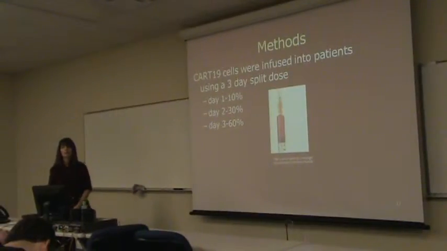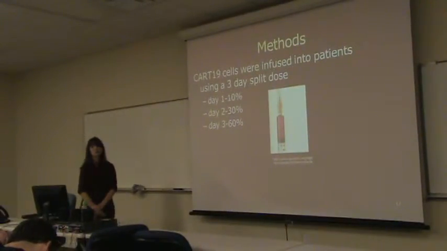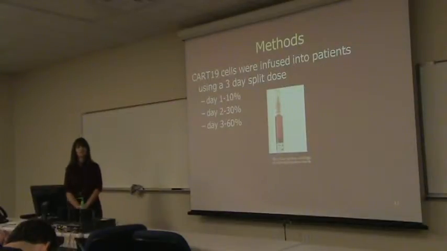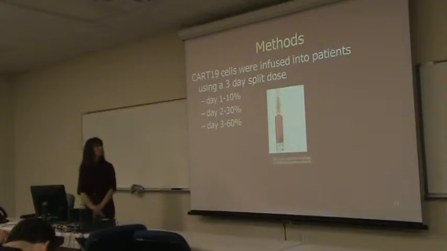The CART19 cells were then infused into the patient, and they used a split dose regimen. On day 1, they were infused with 10% of the CART19 T cells. On day 2, 30%, and on day 3, 60%. The reason the researchers chose to do this was to limit the number of cytokines that would be released in response to the CLL cancer.